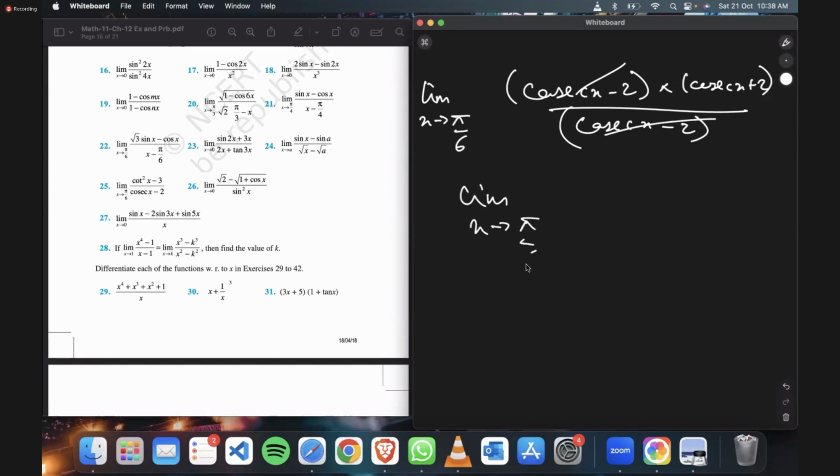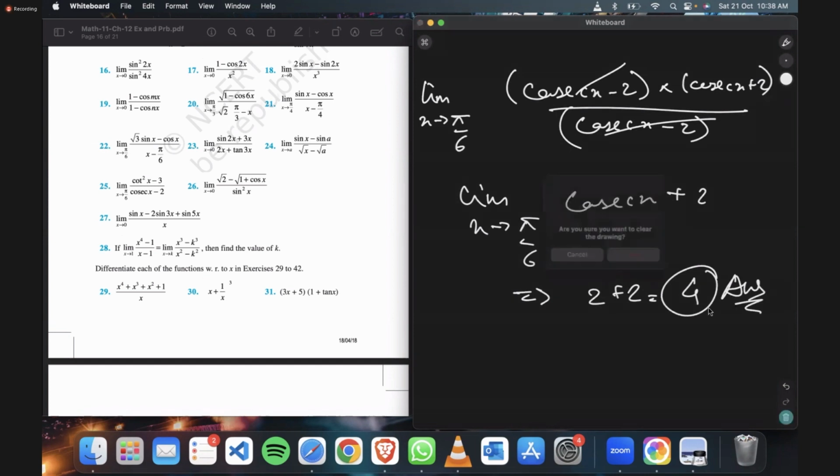My limit is tending to pi by 6. I'm having cosec x plus 2. So what will it be? Cosec pi by 6 is 1 by sine pi by 6, which is 2. So this will just give me 2 plus 2. The answer will be 4. Alright. So let's move on to the next question now.